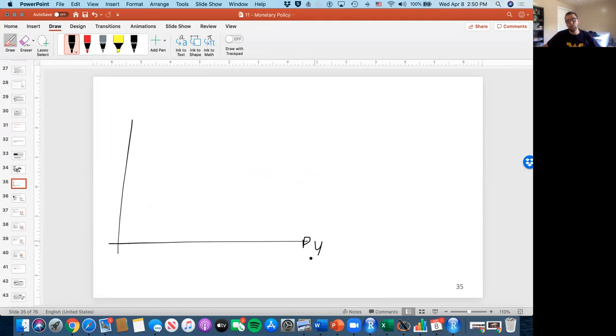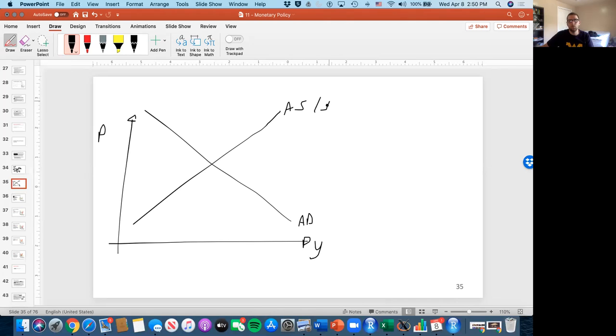So we know Y here is going to be our level of output. This is going to be price level, inflation rate. We have AD, aggregate demand, and AS, aggregate supply, or the short run aggregate supply. Okay, and this would be the long run aggregate supply, right? So now people have more access to loans.